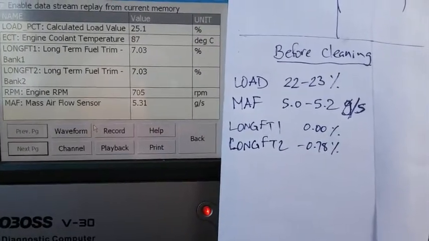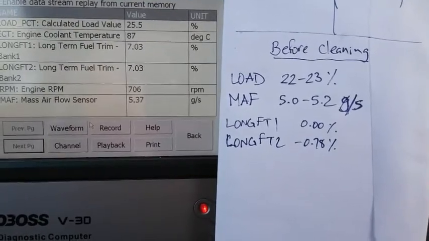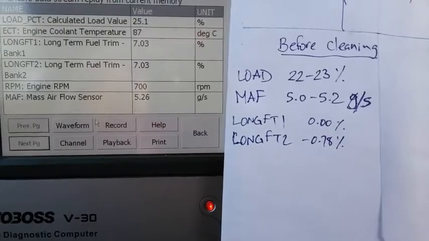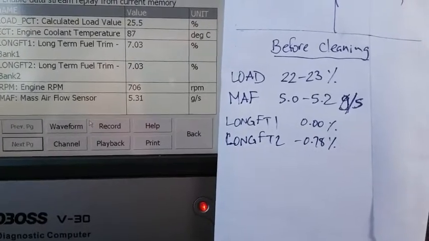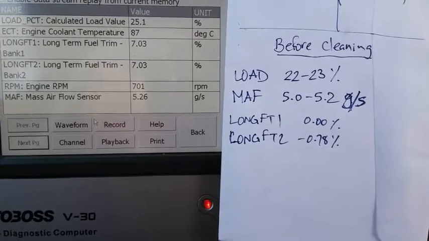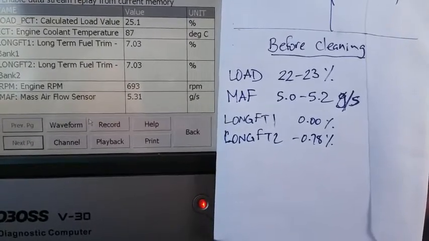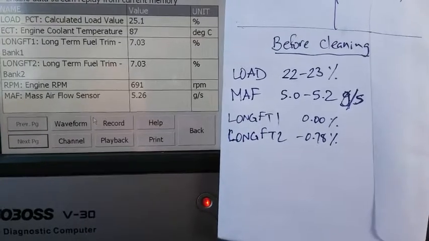Our long-term fuel trims, they're currently sitting at 7%. Before, they were sitting nearly at 0%. Our mass airflow sensor is currently sitting between 5.3 and 5.2. Before, it was sitting at 5.0 and 5.2. So that's a slight improvement too.